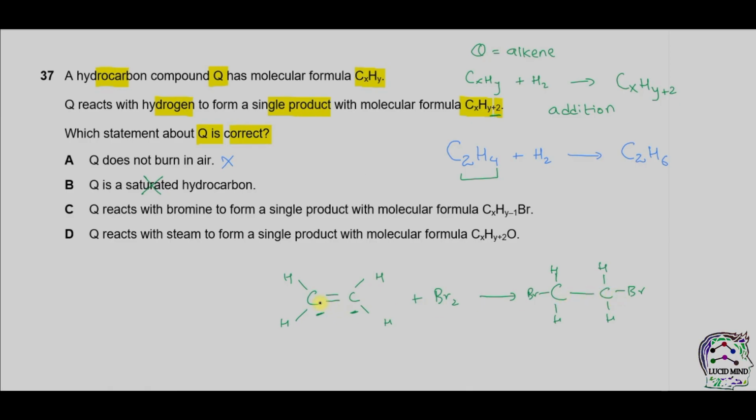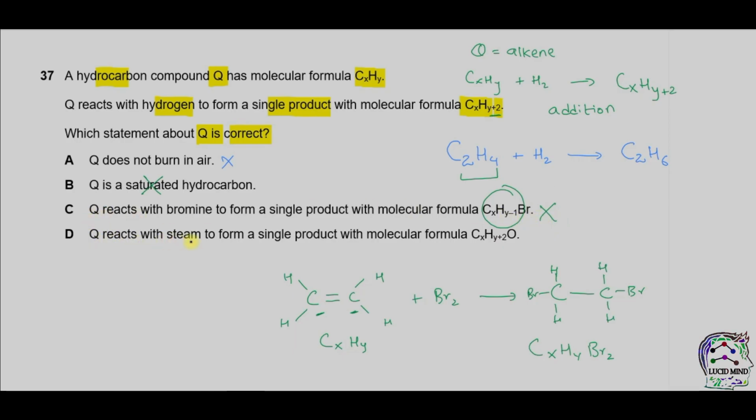So now if formula of this compound is CXHY, where X is 2 because there are 2 carbon atoms, Y is 4 because there are 4 hydrogen atoms, so then the formula of this should be CXHY and 2 bromine are also added, so it should be Br2. So this is incorrect.